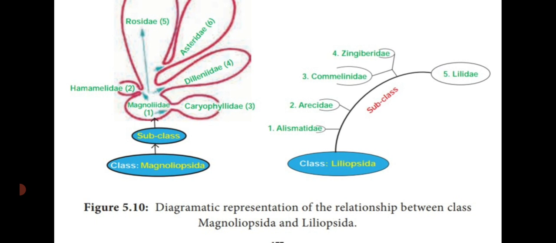Dear students, I hope you have all understood the Bentham and Hooker system of classification, the phylogenetic system of classification by Engler and Prantl, and another phylogenetic system of classification proposed by Cronquist. Up to this, I conclude my video. Remaining, we will see in the next video class.